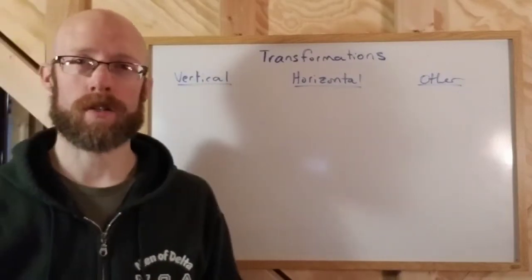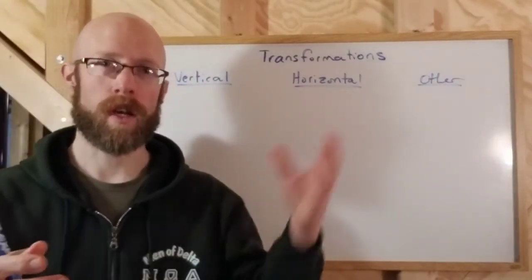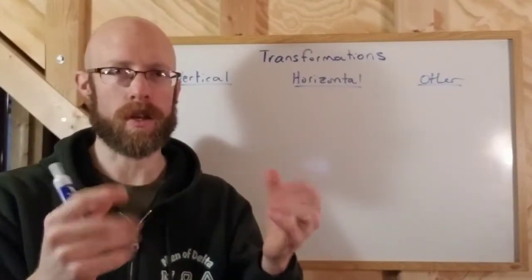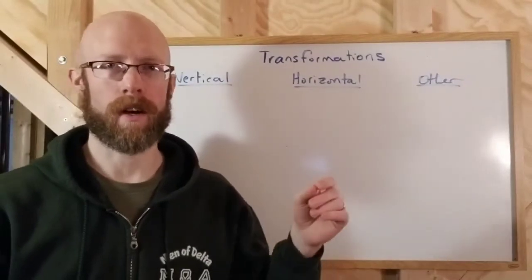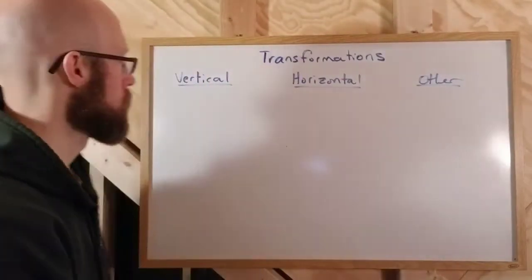Vertical transformations, things that change or move the graph in some way vertically. Horizontal, so it may move the graph horizontally or change it in some way. And then other. There are some other random things that we'll talk about towards the end here.